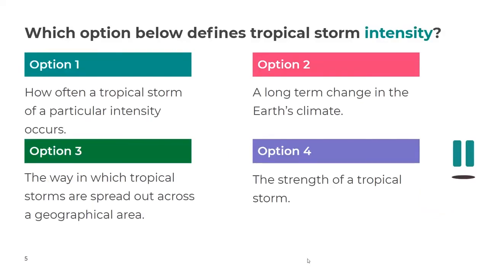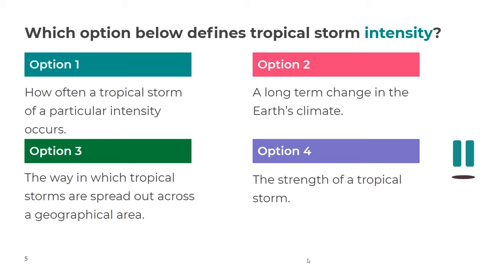So we're now going to check that we definitely understand those three key definitions. If you'd like to pause the video to make your decision about the answer to this question, you are very welcome to do so, and then you can resume the video when you are ready. So let's look at the question. Which option below defines tropical storm intensity?